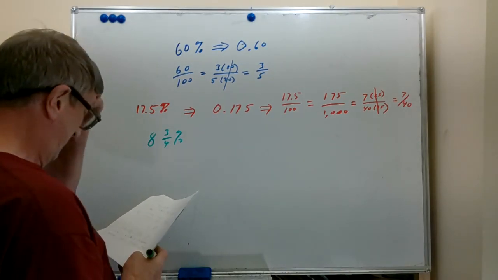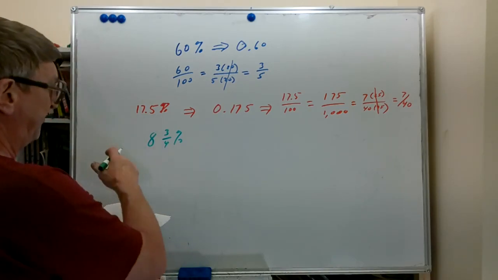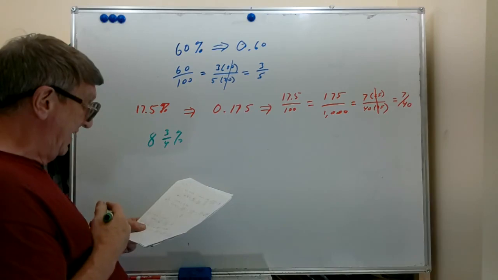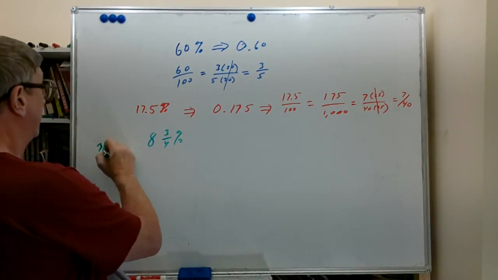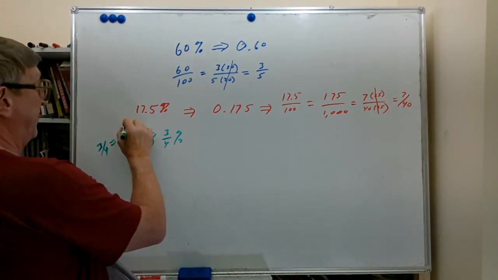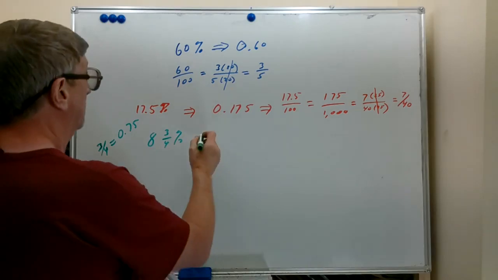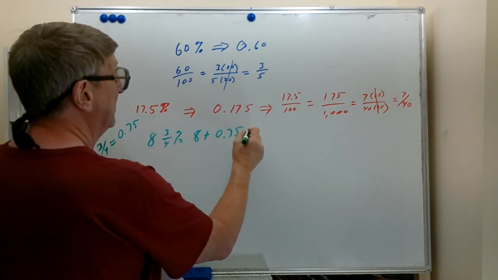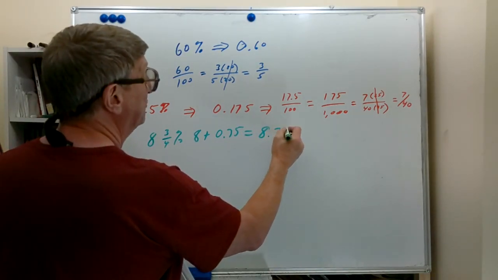Now, we have a fractional percent. The best thing to do is convert the 3/4 to a decimal, and 3/4 is going to be equal to 0.75. And this is 8 plus 3/4. Well, 8 plus 0.75 is going to be 8.75 when we add those two together.